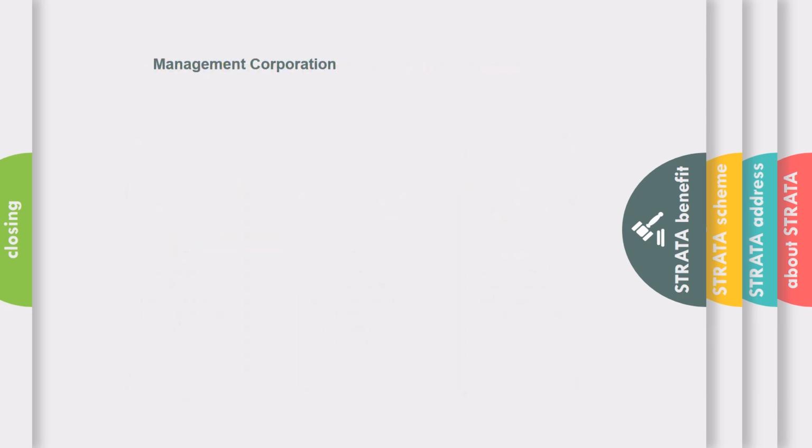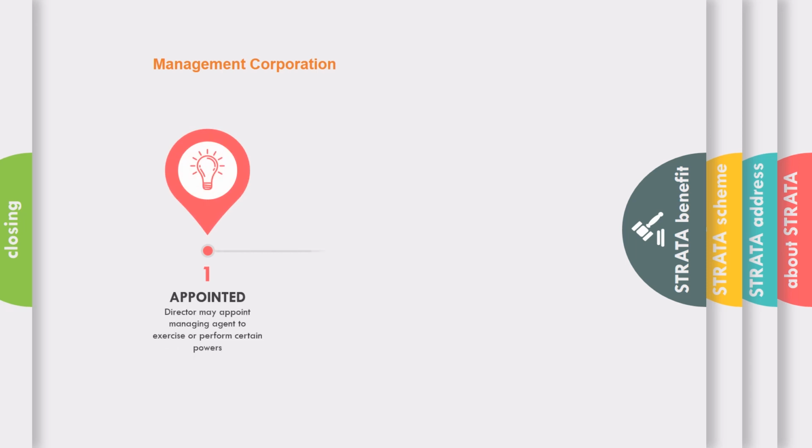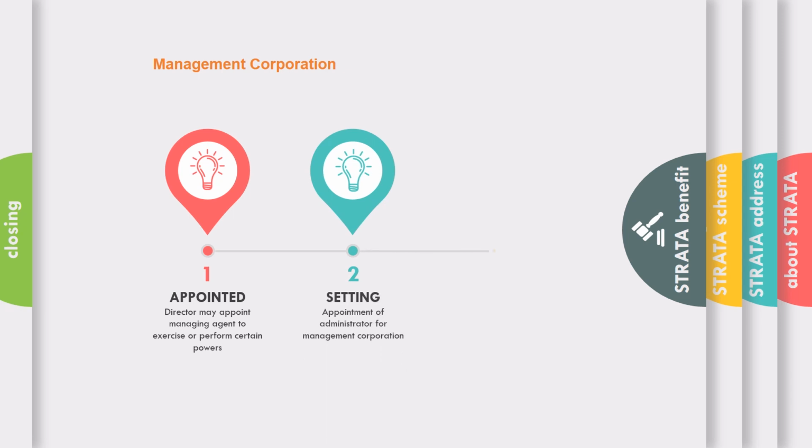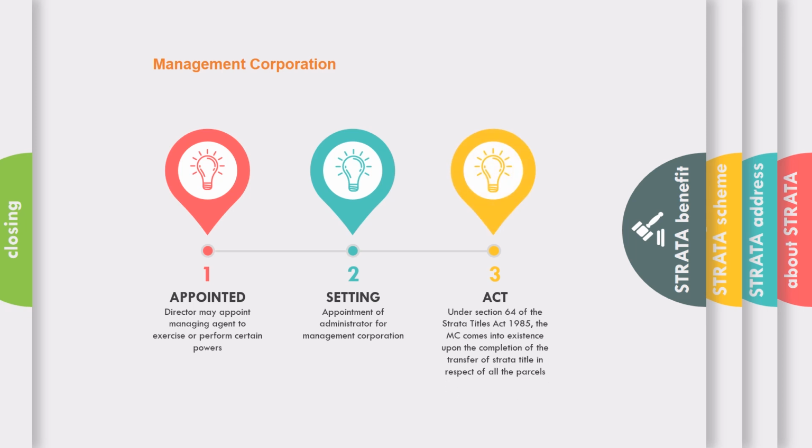The third benefit is management cooperation. The director may appoint a managing agent to exercise or perform certain powers. It is for the agent to perform well in cooperation. Appointment of administrator for management cooperation: under Section 64 of the Strata Title Act 1985, the MC comes into existence upon the completion of the transfer of strata title in respect of all the parcels.